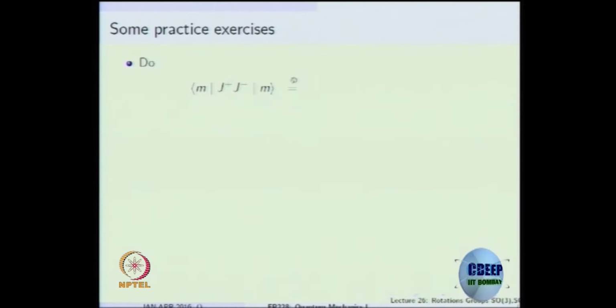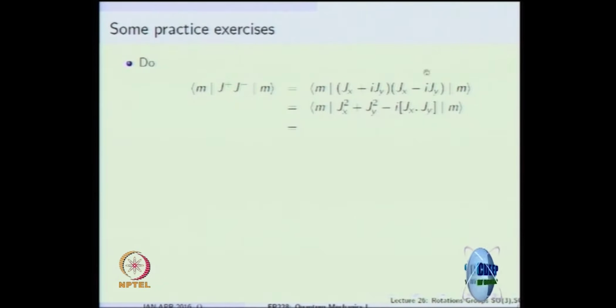J minus on M, let it give you a new state. Then the dual vector state will correspond to J plus on the dual bra state M, right? So this has to be always greater than or equal to 0. So rewrite this explicitly in terms of your Jx plus iJy, Jx minus iJy, and you can write this explicitly.